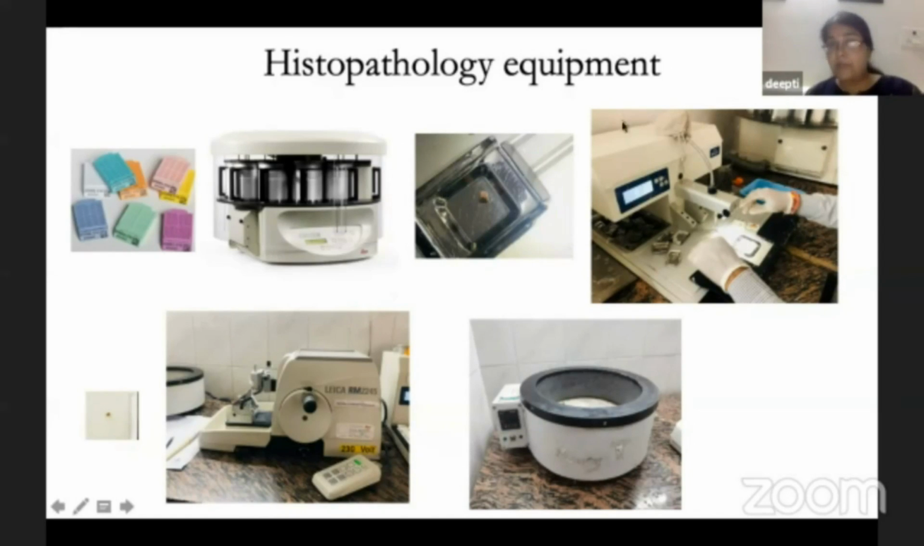Next comes the step of embedding, so that we can embed the tissue in paraffin wax. Orientation of the specimen is very important in this regard. Where do you want your cutting surface to be? Then finally, a paraffin block is prepared.